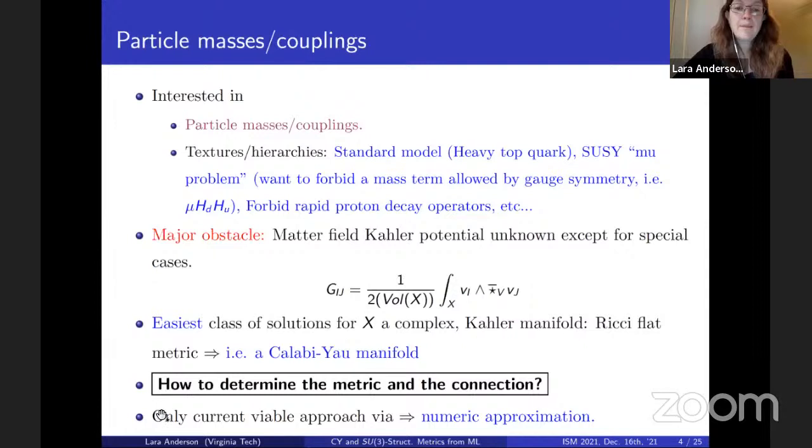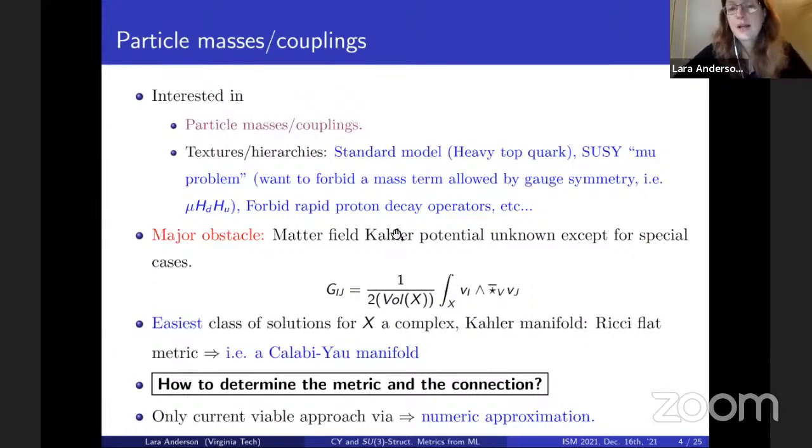So the question is, in this context, how do we determine the metric and connection? In terms of complete generality, there's been some very nice work by Shamit Kachru and collaborators on K3 surfaces, trying to come up with interesting ways of determining metrics. But in general, for Calabi-Yau threefolds and higher, the only current viable approach is through numeric approximation.